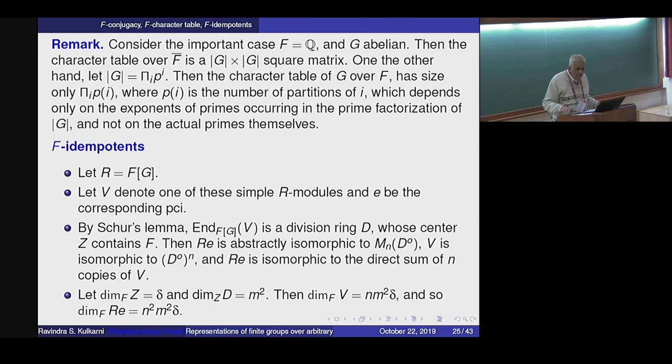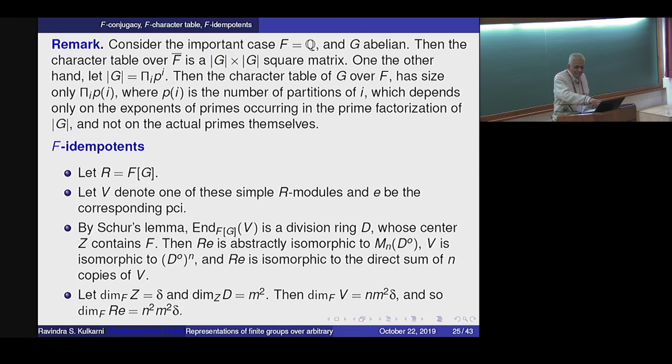So consider the important case when F is the rational and G is abelian, then the character table over F bar, if the order of G is n, is an n by n square matrix. And you see there is a lot of repetition. These are the algebraic conjugacy of these representations.